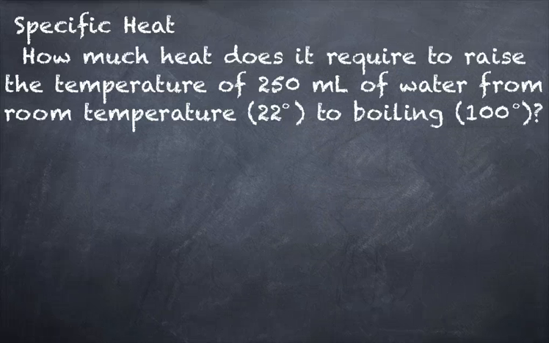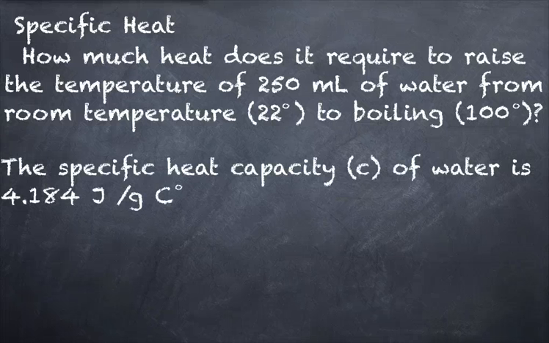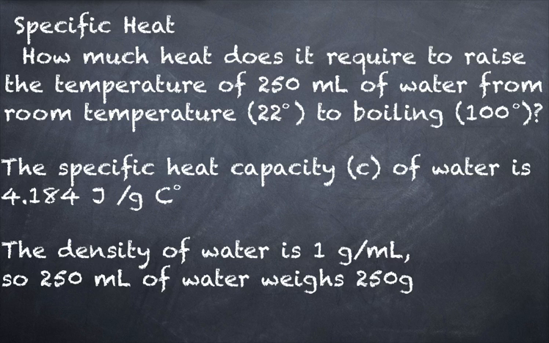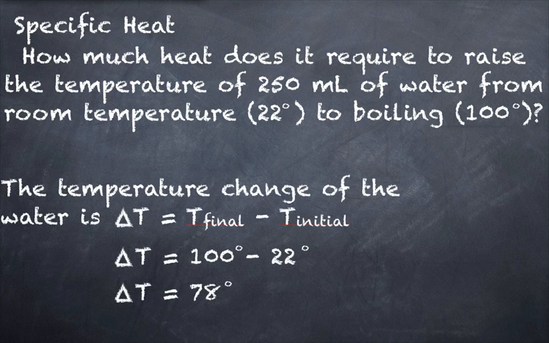Here's an example. How much heat does it require to raise the temperature of 250 mL of water from room temperature, 22 Celsius, to boiling, 100 Celsius? So the first thing is you need to know the specific heat capacity of water, because this is the material that we're studying, and experimentally it's been shown that it's 4.184 joules per gram Celsius. The other thing that you need to know is that the density of water is 1 gram per milliliter. So if you have 250 milliliters of water, it's going to weigh 250 grams. Really simple to figure it out that way.